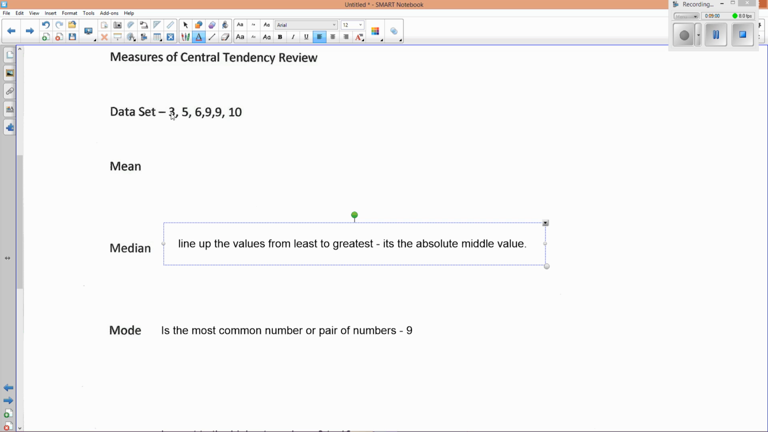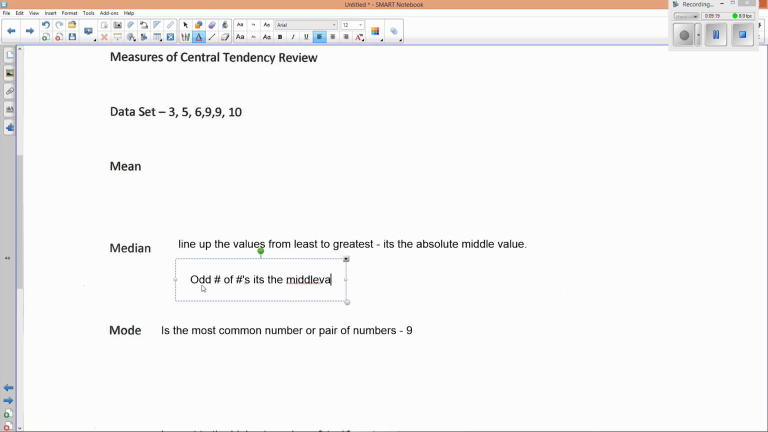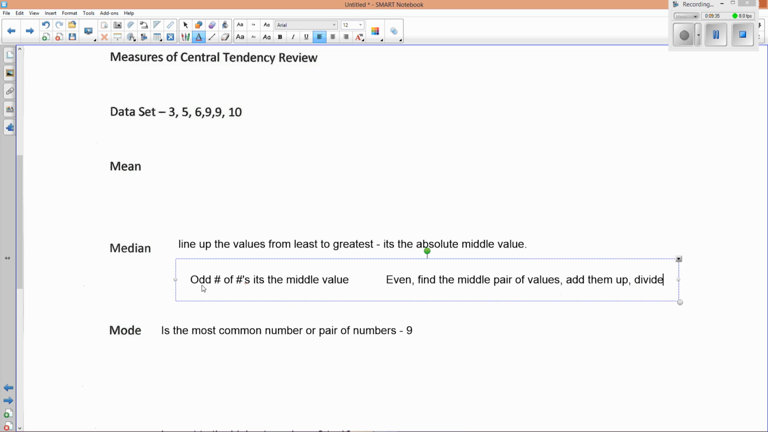We have an even number of values, so you need to find the two middle ones. We have 1, 2, 3 on this side, and then 1, 2, 3 on this side. We add these two numbers together and divide by 2. So if it's an odd number of numbers, it's the middle value. If it's even, find the middle pair of values, add them up, and divide by 2.